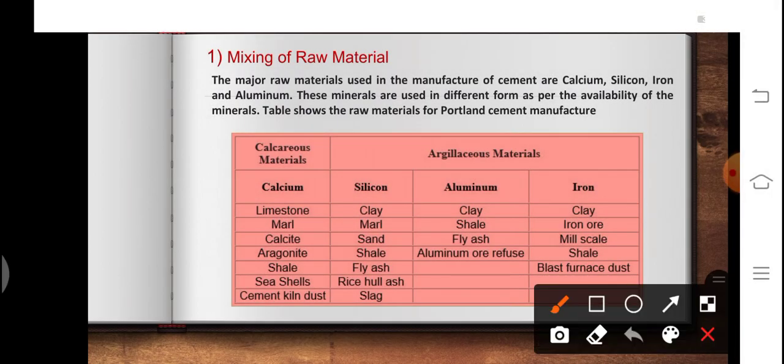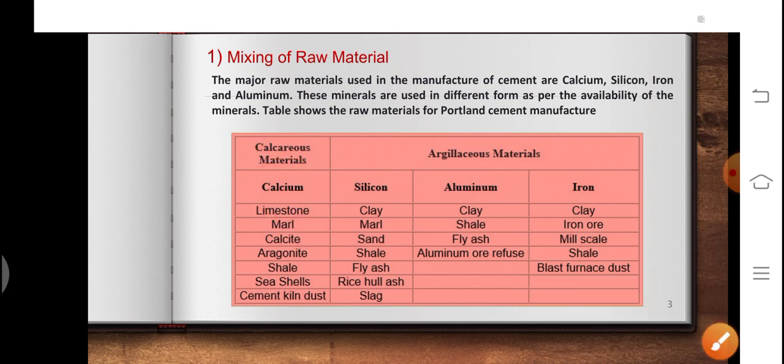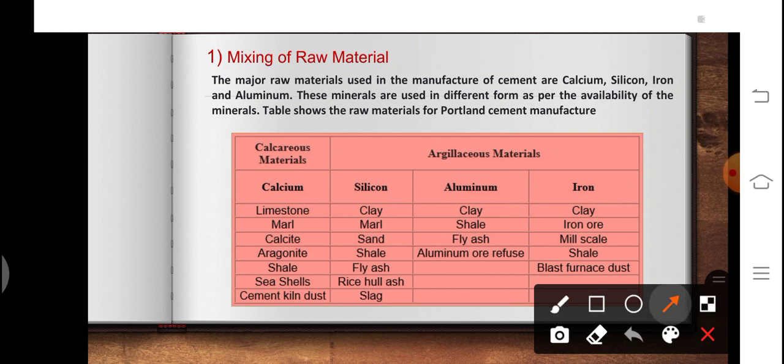Here we have mentioned two types of materials, calcareous materials and argillaceous materials. Calcareous materials are the materials which basically supply the source of calcium. Following are the materials which supply the source of calcium: limestone, marl, calcite, shell, seashell, etc. These are the minerals which we get naturally.